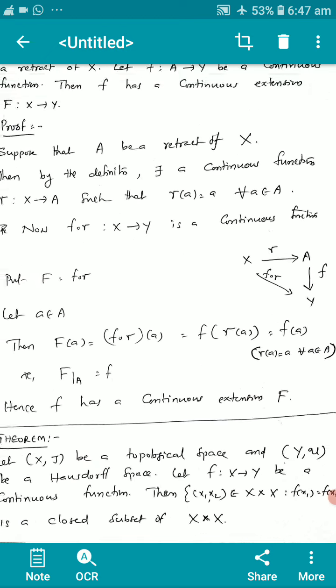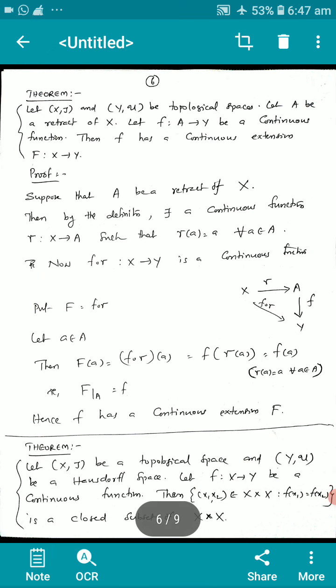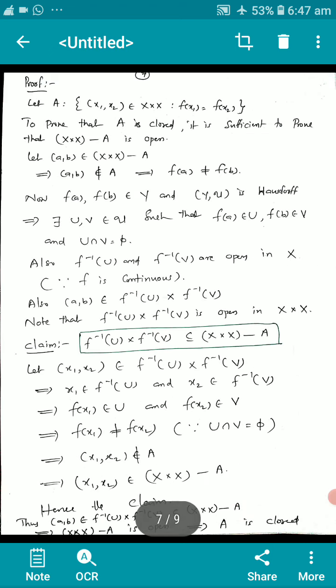Next theorem: let X be a topological space and Y be a Hausdorff space. Let f from X to Y be a continuous function. Then the collection of ordered pairs (x1, x2) in X cross X satisfying f of x1 equals f of x2 is a closed subset of X cross X. You can see the proof of it.